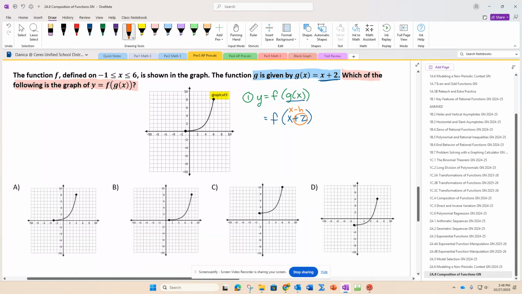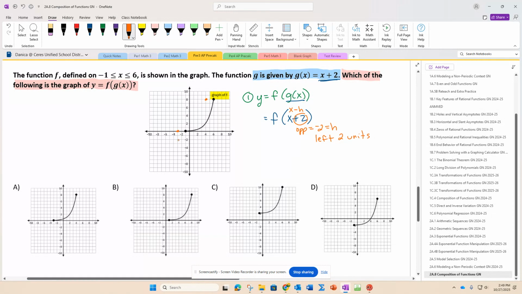So we take the opposite of this plus 2 to give us our h value, and that h would be negative 2. And that parameter of negative 2 tells us that we have a translation to the left 2 units. So the graph that goes with this composition is equivalent to the graph of f moving left 2 units. So this point would have to move here, and this point would have to move there. And then I have this curve between them.